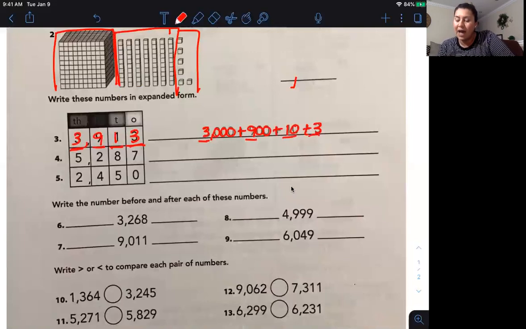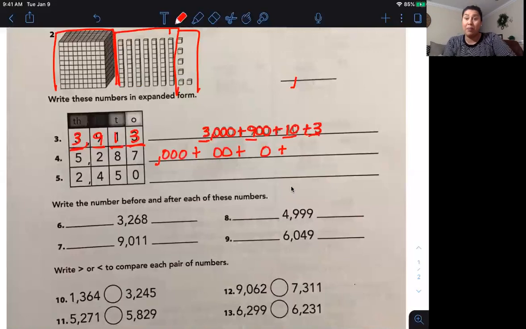All right, next one, 5,287. Well, I'm going to set mine up here first. I'm going to do the thousands because I know I have a number in the thousands. Then I'm going to write my addition sign. Then I know I'm going to write a number in the hundreds here. So I'm going to set up my 0, 0. Then addition sign. Then 1, 0 for the 10, but you have to write the number in front of it. And then whatever number's in the ones. Oh, I should do the thousands too then, I guess, right?